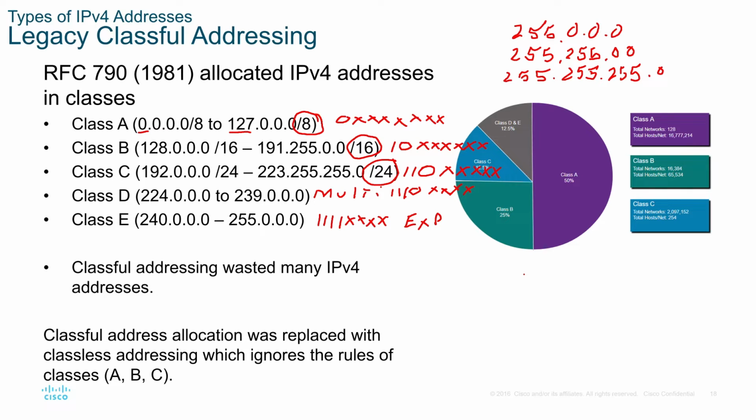Because of this waste, besides network address translation, we also started to use variable length subnetting and other types to make our networks more efficient. As we will see later, we will use classless addressing.